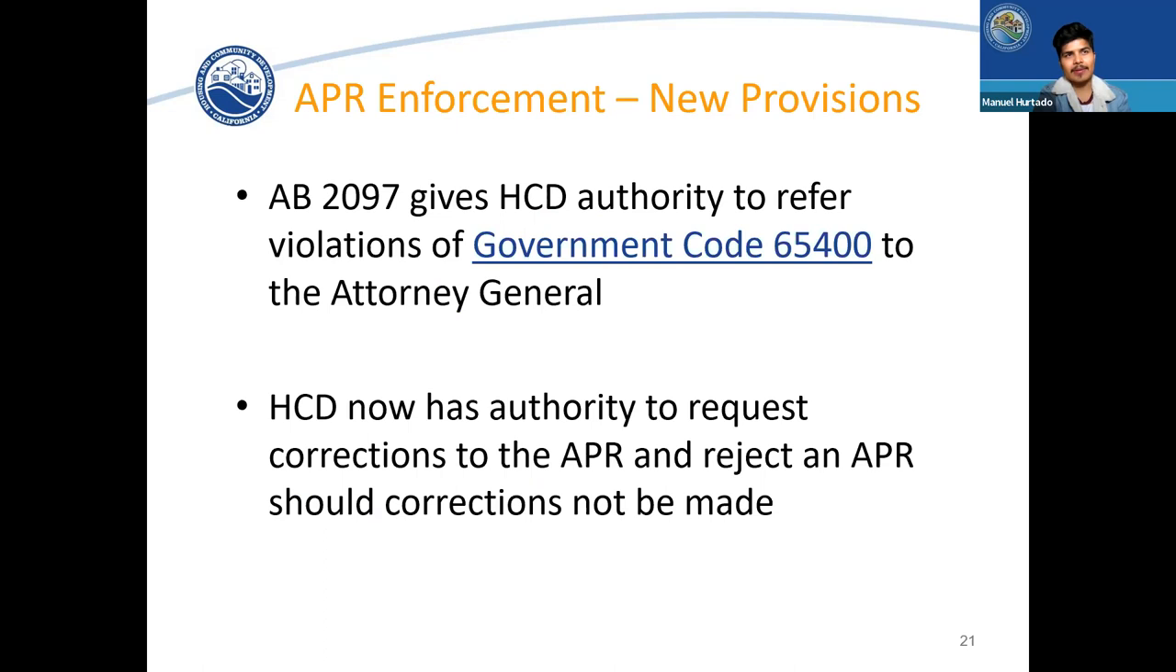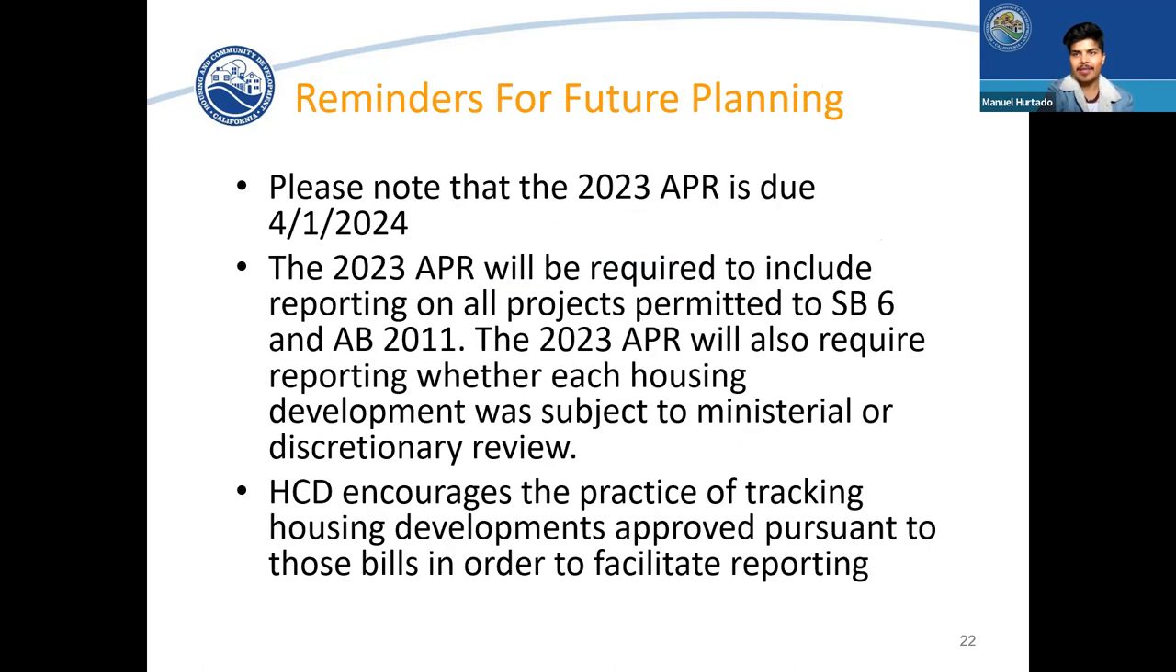AB 2097 gives HCD the authority to refer violations of Government Code 65400 to the Attorney General. HCD now has the authority to request corrections to the APR and reject an APR should corrections not be made. Next slide. Please note that the 2023 APR is due April 1st, 2024.